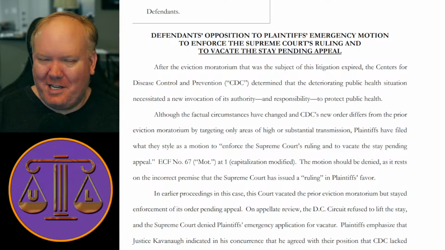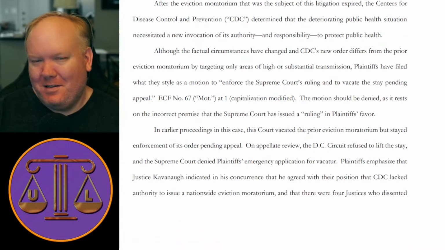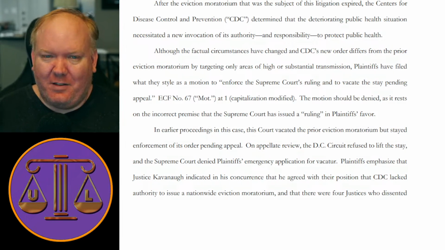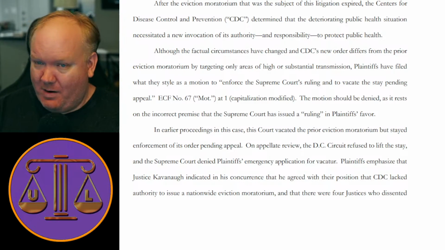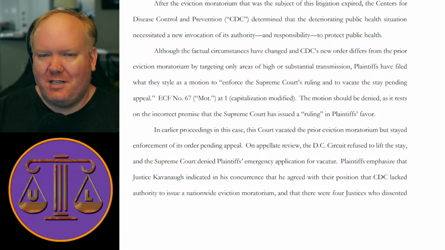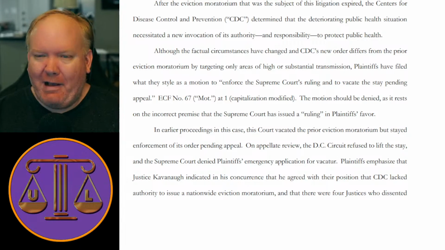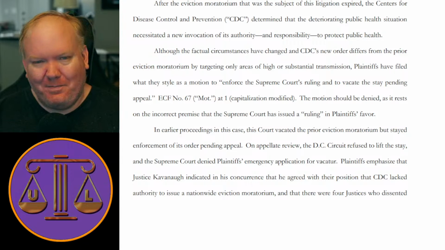How long is this thing? It's only 9 pages long, which says a lot. After the eviction moratorium that was the subject of this litigation expired, the Center for Disease Control determined that the deteriorating public health situation necessitated a new invocation of its authority and responsibility to protect public health.